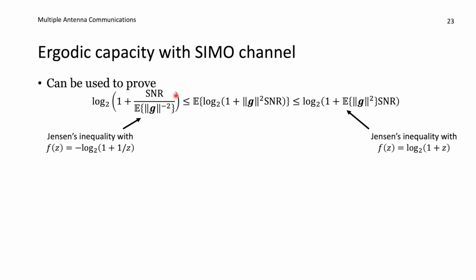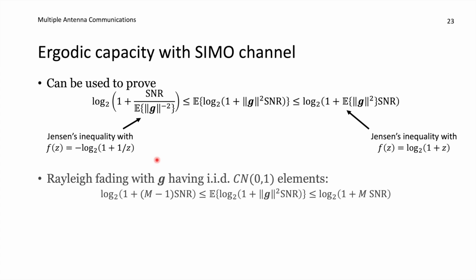way. And then we need to be able to compute the expected value of the inverse squared norm of the channel vector g. When g has i.i.d. complex Gaussian elements, then this expectation here becomes equal to m times the variance, which is 1. So we get m here. And one can show that this expectation here is equal to 1 divided by m minus 1, and therefore this entire term becomes m minus 1 times the SNR. And this holds for Rayleigh fading channels.